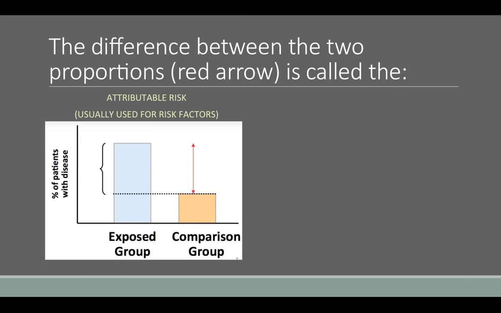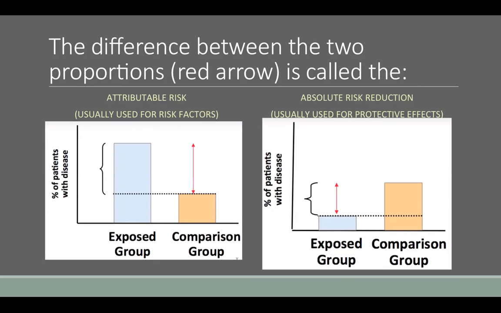In the first scenario, where exposure increases disease, we call the difference between the two proportions shown by the red arrow the attributable risk. In the second scenario, where exposure decreases disease, we call the difference between the two proportions, again shown by the red arrow, the absolute risk reduction. When we evaluate the effectiveness of drugs, we focus on the absolute risk reduction because we hope that the use of the drug for exposure will reduce the occurrence in disease.